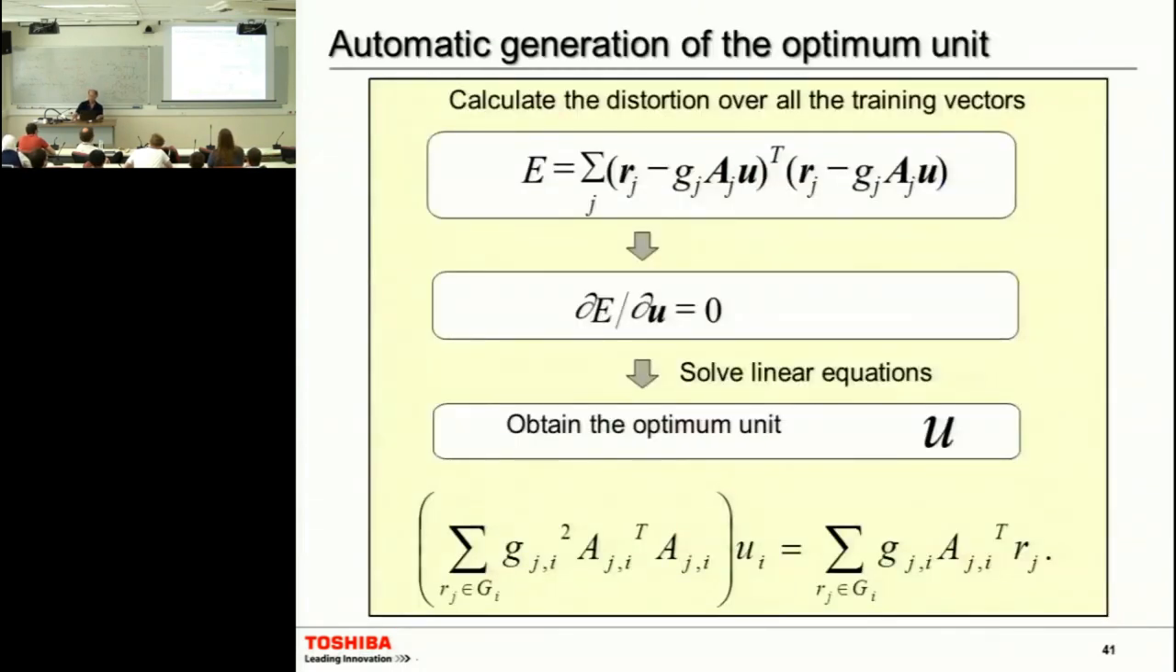And so the generation of the optimum unit is very simple. We calculate the distortion over all the training vectors like this. And we take the partial derivative of E with regard to the unit U and set it to zero, and we get linear equations like this. And so we can obtain the optimum unit U by solving this equation. This is closed-loop training by an analytic way.